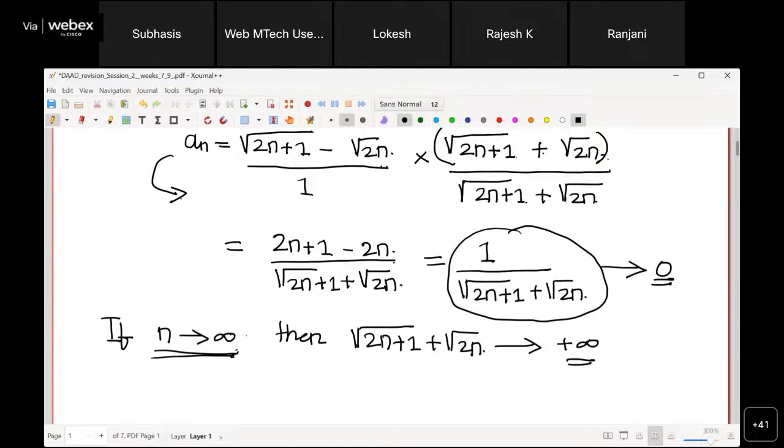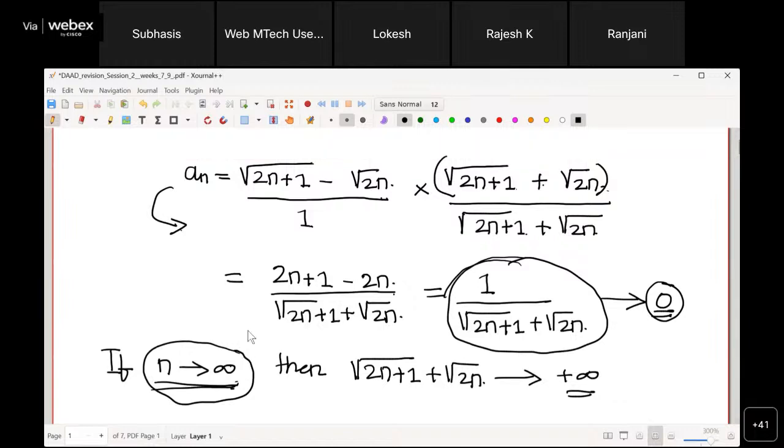So basically what we are doing here, when n is going towards infinity, we are showing that this sequence is going towards 0, right? That basically means 0 is the limit of the sequence. Okay. Thank you.